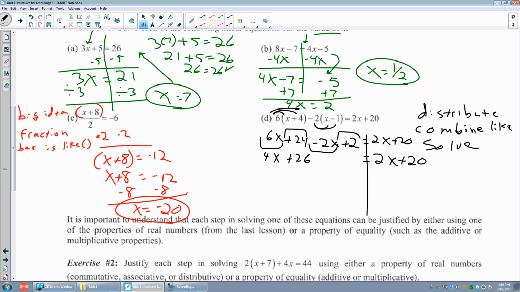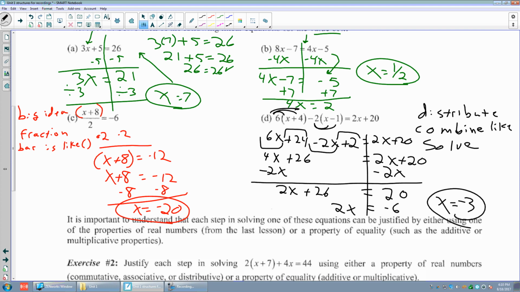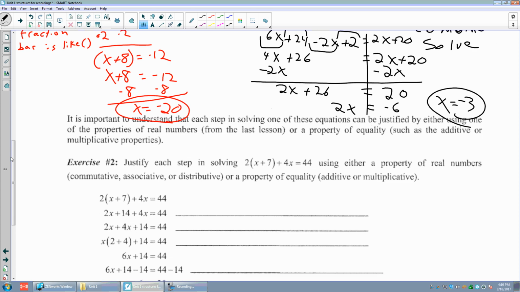What are we doing? We're distributing, combining like terms, and solving. So we're still combining like terms, technically, by moving the 2x's to the left-hand side. So we get 2x plus 26 equals 20. Subtract the 26, and I get 2x equals negative 6. Divide by 2, I get x equals negative 3. Remember, if I'm going too fast for you, just listen to it again, okay? Or ask me in class.